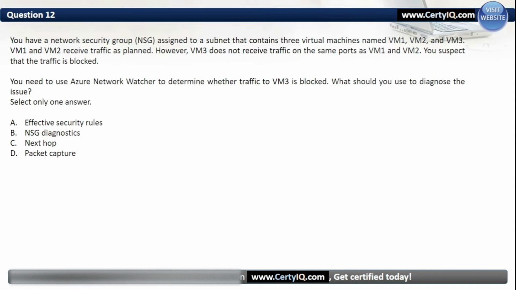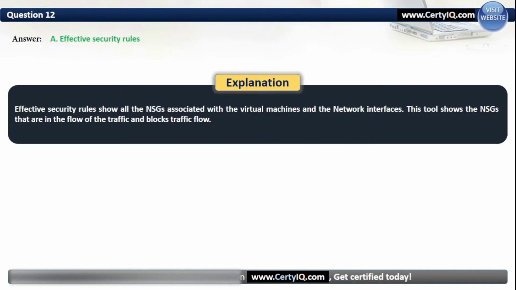Select only one answer. Our options are A. Effective security rules, B. NSG diagnostics, C. Next hop, or D. Packet capture. The correct option is A. Effective security rules. Effective security rules show all the NSGs associated with the virtual machines and the network interfaces. This tool shows the NSGs that are in the flow of the traffic and blocks traffic flow.